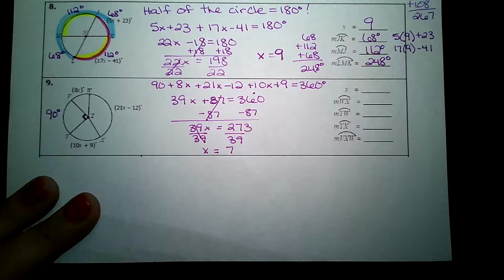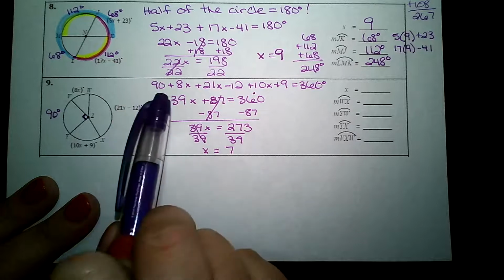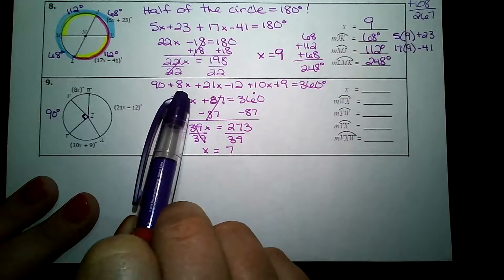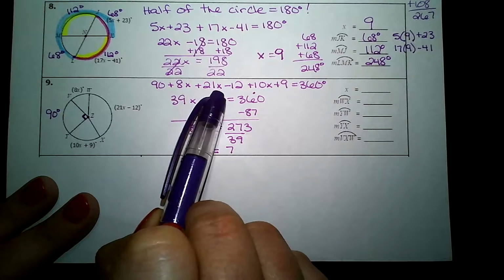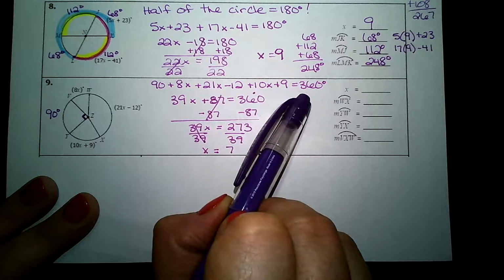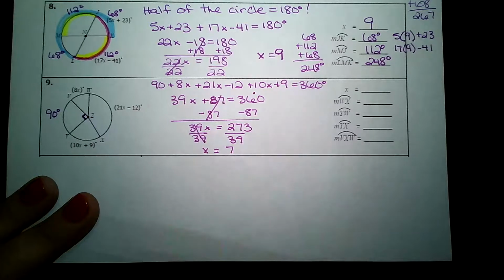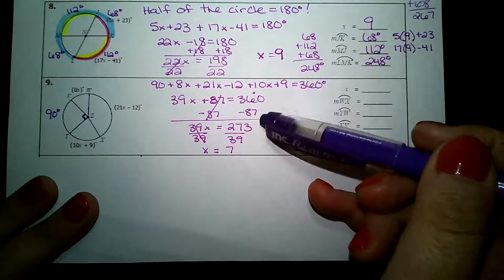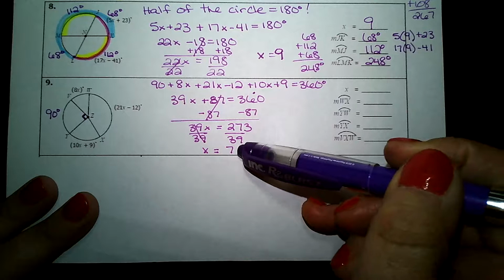Well, we know that entire circles have a sum of 360 degrees. So check out my equation. I've added up all the arcs, 90, 8x, 21x minus 12, and 10x plus 9, total up to 360 degrees. The setup is the toughest part. Once you get there, turn on your algebra skills, combine like terms, and isolate x, and I got x equals 7.